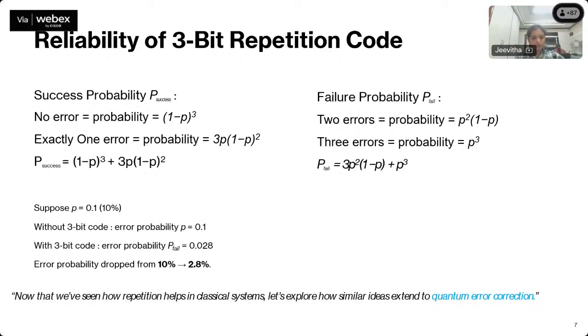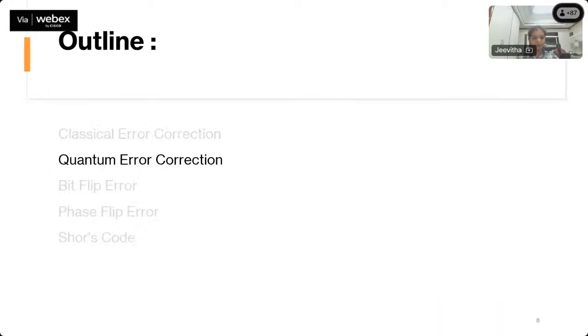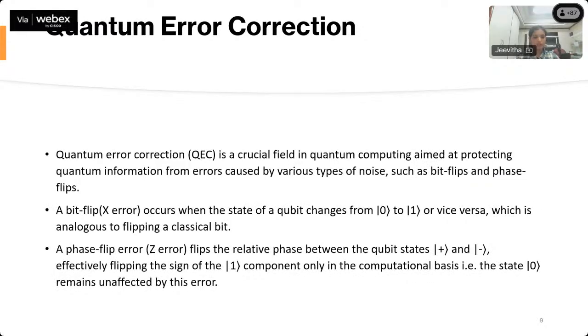So now we have looked into the classical repetition code. Now let's jump into the quantum version of repetition. Let's talk about quantum error correction now. Quantum error correction is a crucial field which aims to protect quantum information from various types of errors, such as environmental noise or decoherence. The errors may be bit flips, phase flips, or both.